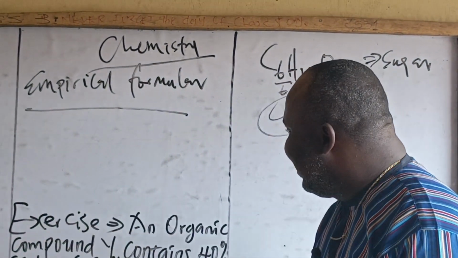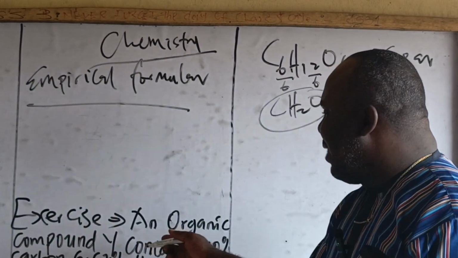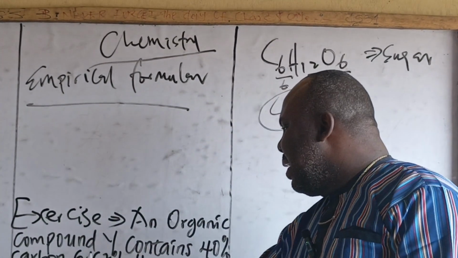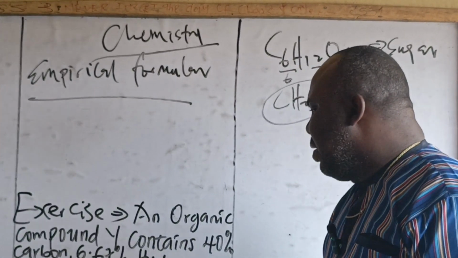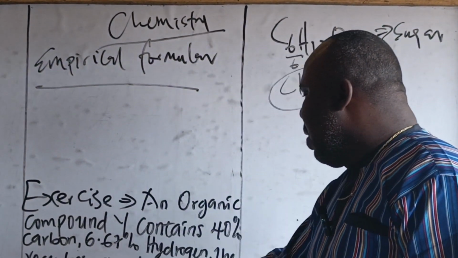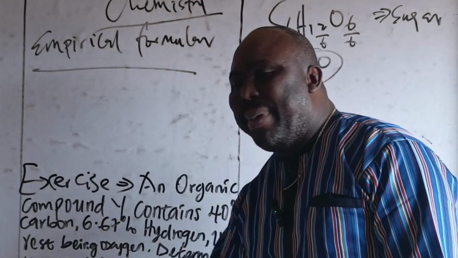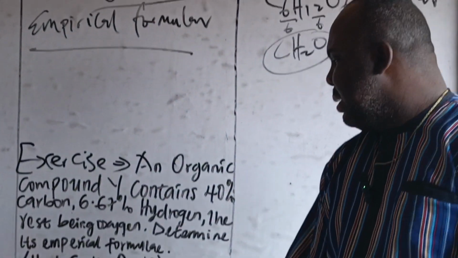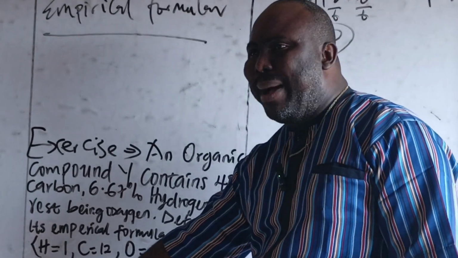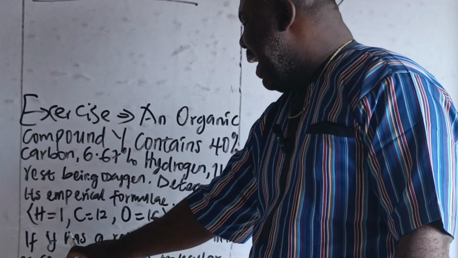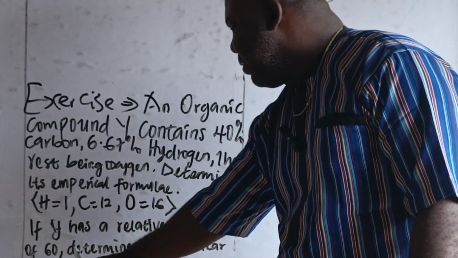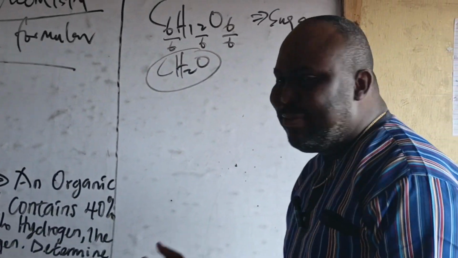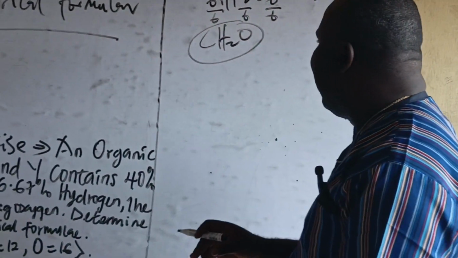The exercise says an organic compound Y contains 40% of carbon and 6.67% of hydrogen, the rest being oxygen. Determine its empirical formula. So these are the atomic masses of the elements. The second part of the question says if Y has a relative molecular mass of 60, determine its molecular formula. Now it is very simple. Follow me.